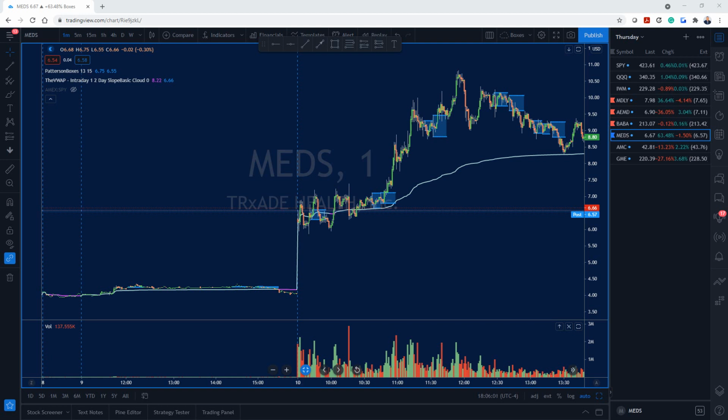I'm going to do a little video here and show you how I used my volume-based Patterson boxes algo to capture some really large moves, both on some penny stocks today, as well as on some larger caps. And I'm going to explain to you what the algo does.